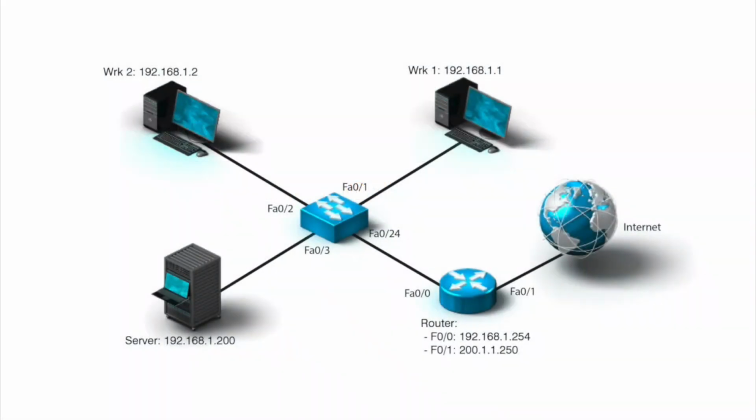In this demo, we'll configure Static NAT. We see our topology here. We'll focus on the router that's providing internet connectivity. With Static NAT, we look at inbound traffic. In other words, we'll look at the server that has the IP address of 192.168.1.200 to ensure that it's visible and accessible to hosts on the internet.